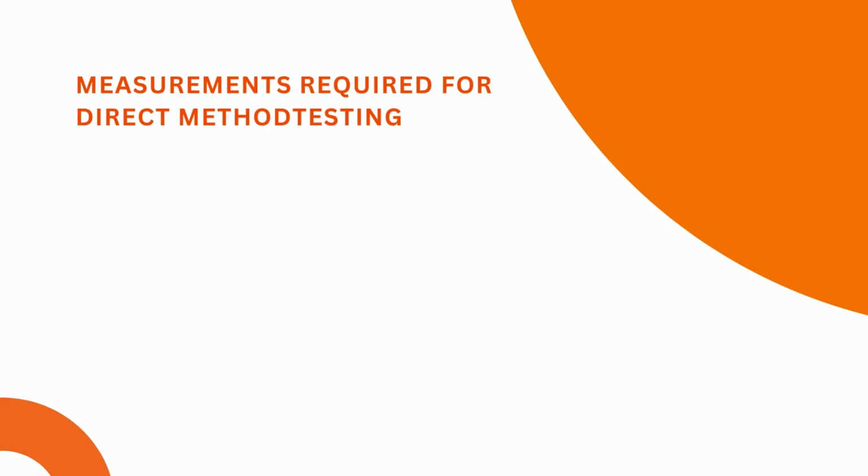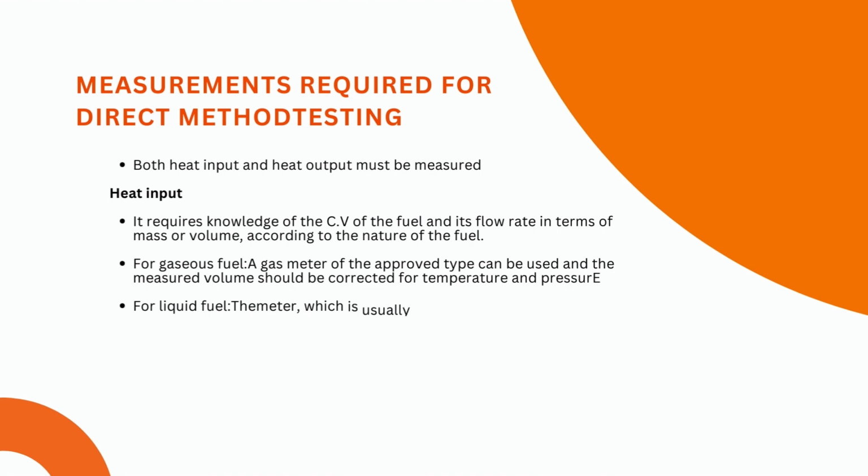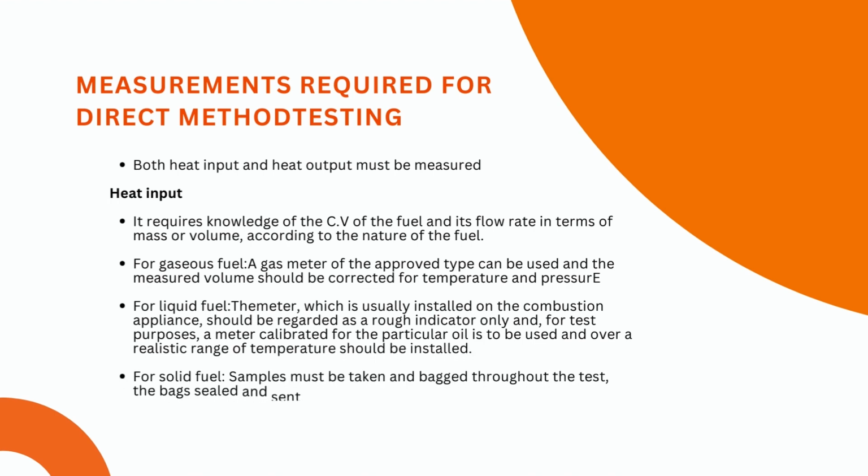Now, we will see the measurements required for direct method testing. Here, both heat input and heat output must be measured. The measurement of heat input requires knowledge of the calorific value of the fuel and its flow rate in terms of mass or volume. According to the nature of the fuel, for gaseous fuel, a gas meter of the approved type can be used and the measured volumes should be corrected for temperature and pressure. A sample of gas can be collected for calorific value determination, but it is usually accepted to use the calorific value declared by the gas suppliers.